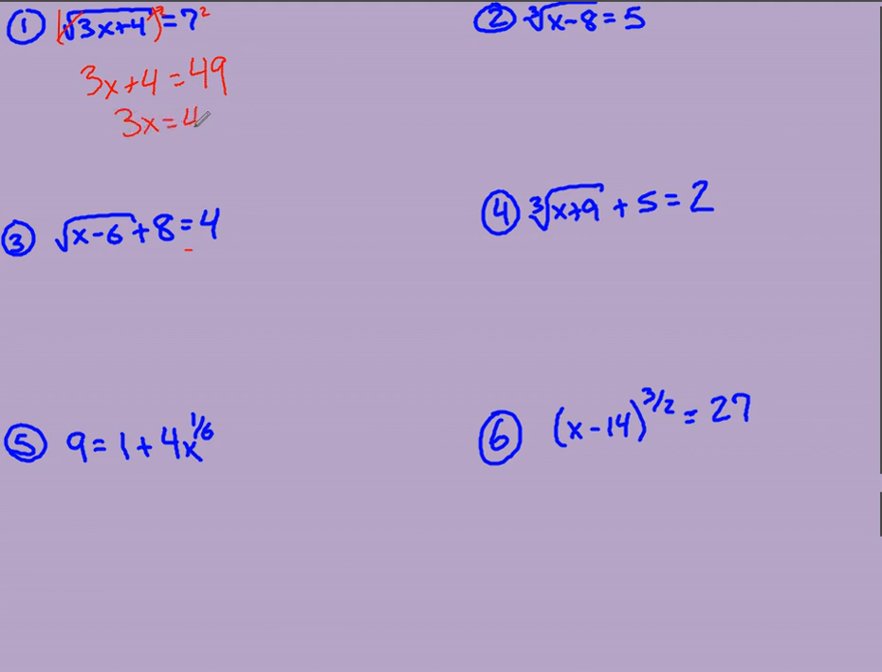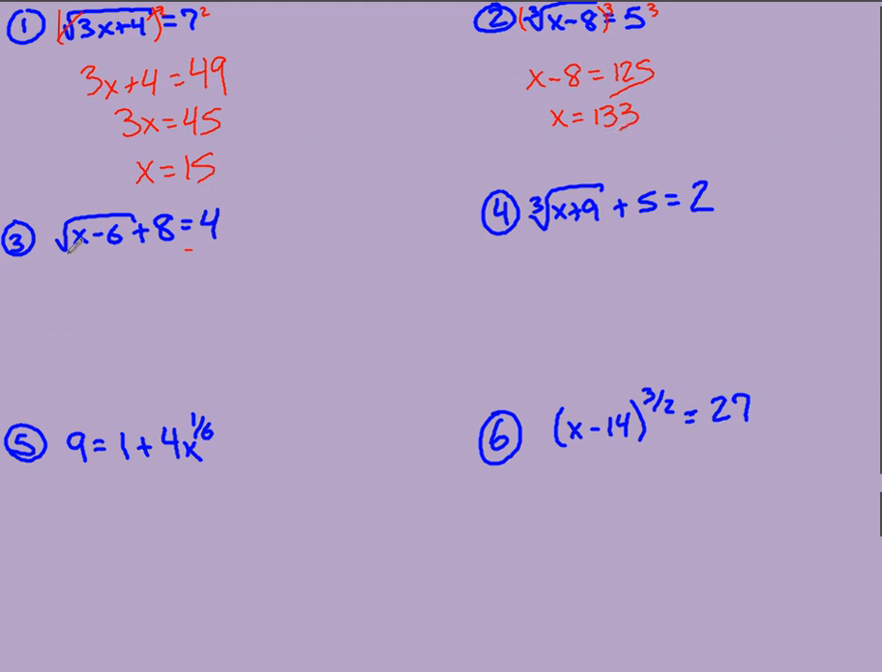So subtract 4 from both sides to get 45. Divide by 3 to get x equals 15. Over here, the cube root, that means now I need to cube both sides. So the cube and the cube root cancel out, leaving you x minus 8 equals 5 cubed, which is 125. Add 8 to both sides to get x equals 133 as your answer.